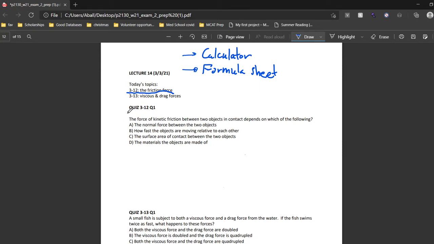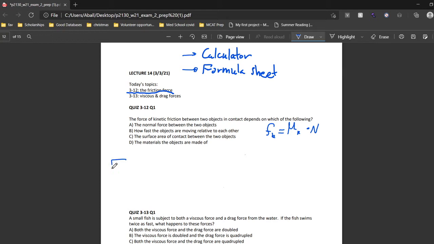So, okay, quiz question 3-12, question 1. The force of kinetic friction between two objects in contact depends on which of the following? So right away, I want to illustrate the equation for kinetic friction. The force of kinetic friction is equal to some coefficient of friction, the kinetic coefficient of friction, times the normal force of the object.